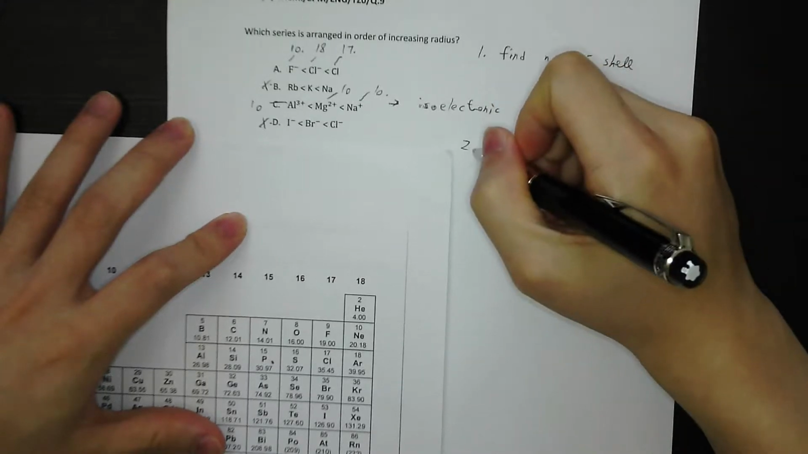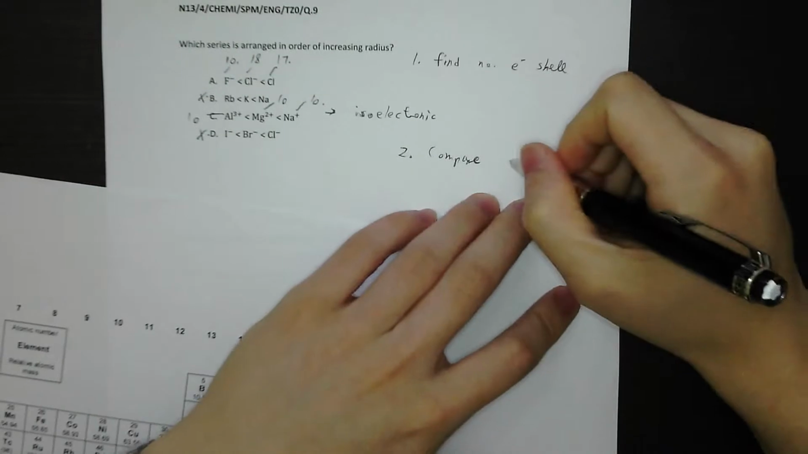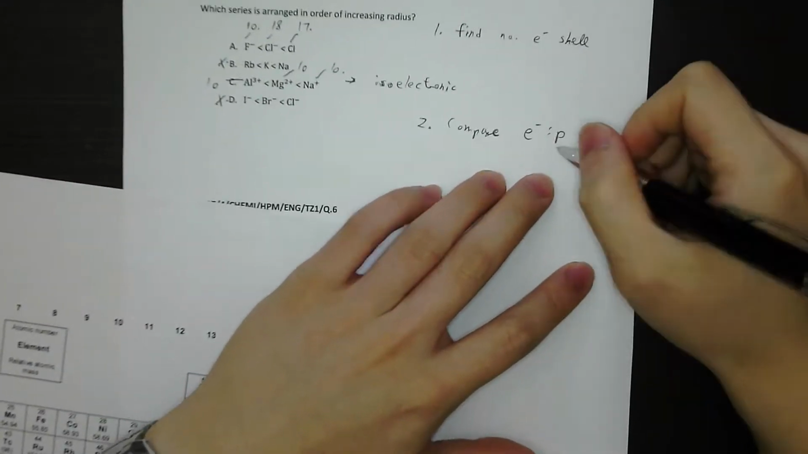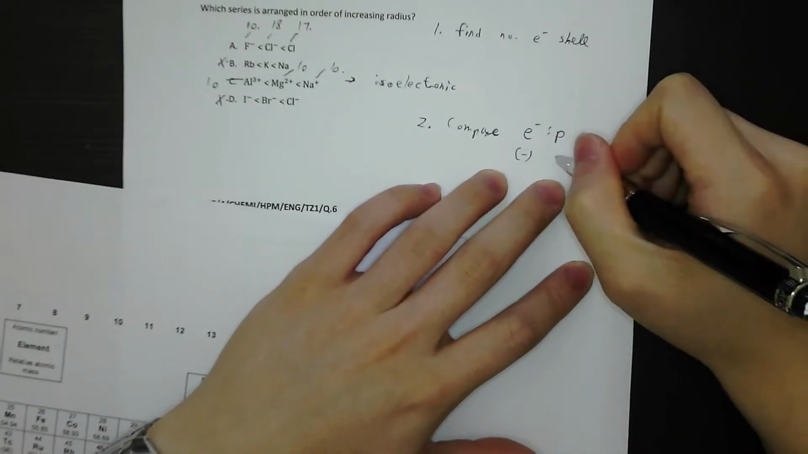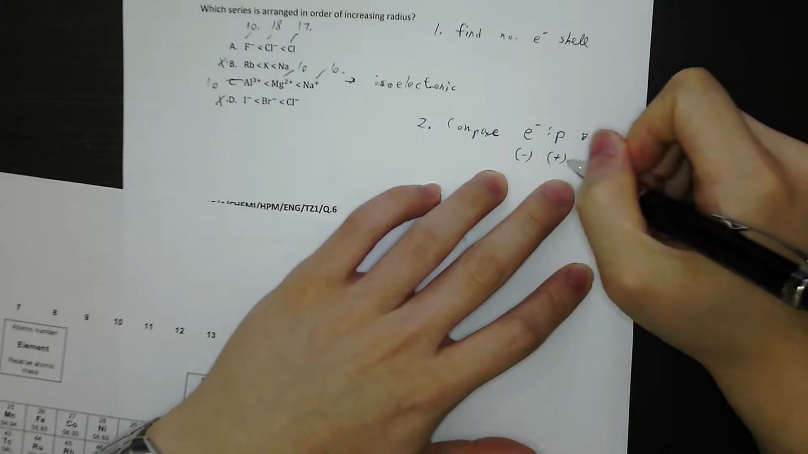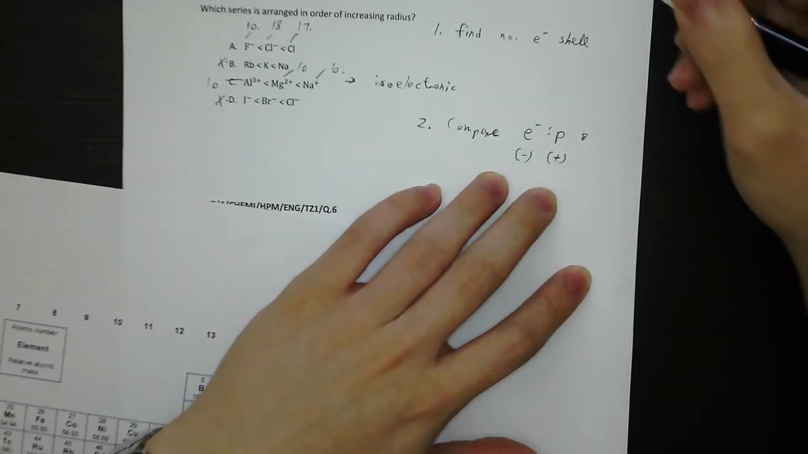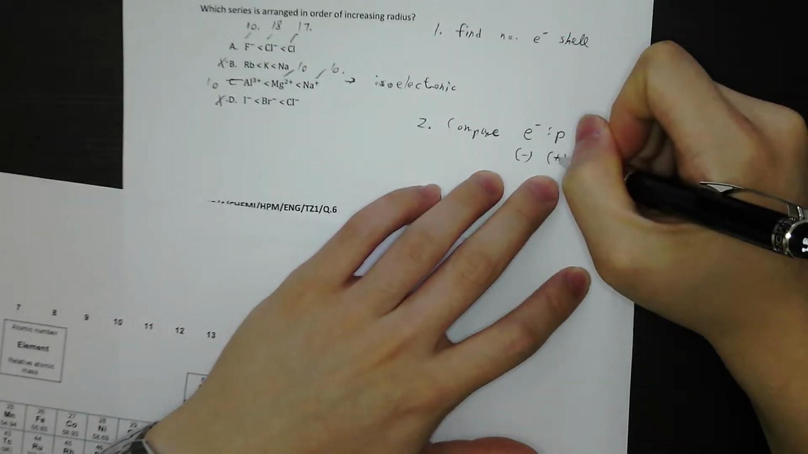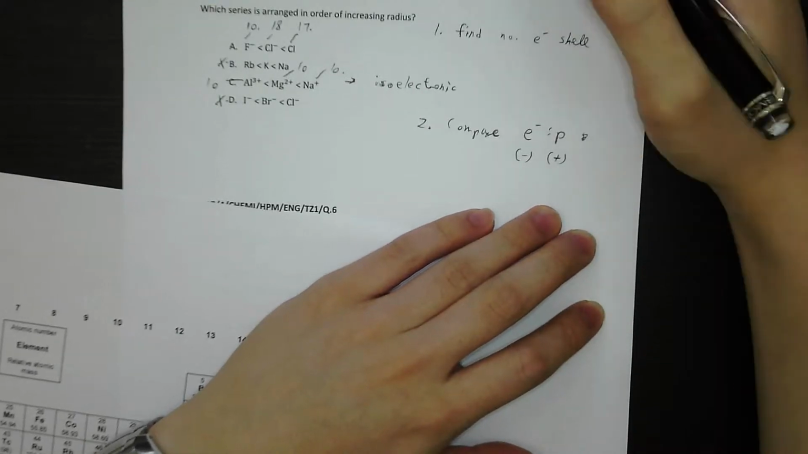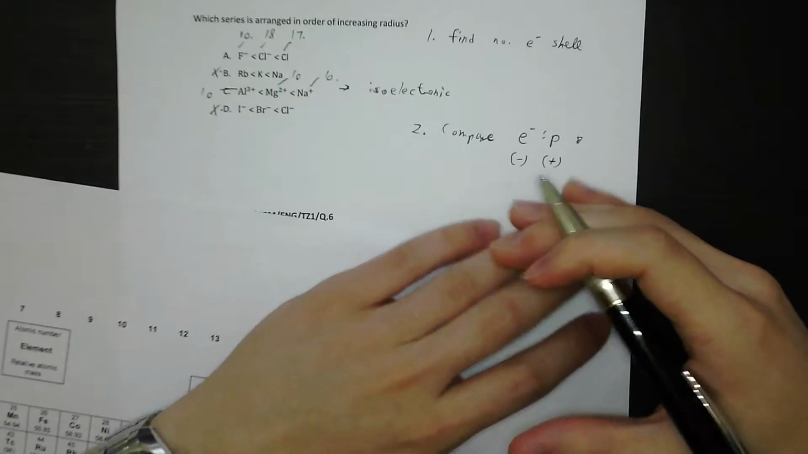The second step is to compare the electron to proton ratio. Because electron is negative charge and proton is positive charge, the proton will attract the electrons. The protons in the nucleus have a nuclear charge on the electrons, right? And the more protons, the stronger the attraction with the outer electron shell. Then they will pull the electron cloud close to the nucleus, giving a smaller size.